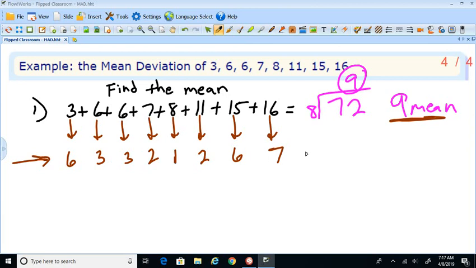So what do we want to do now? We want to find the average of these. To do that, let's add them all up. 6 and 3 is 9. 9 plus 3 is 12. 14, 15, 17, 23, 30. 30 is the sum. Now count the numbers: 1, 2, 3, 4, 5, 6, 7, 8.